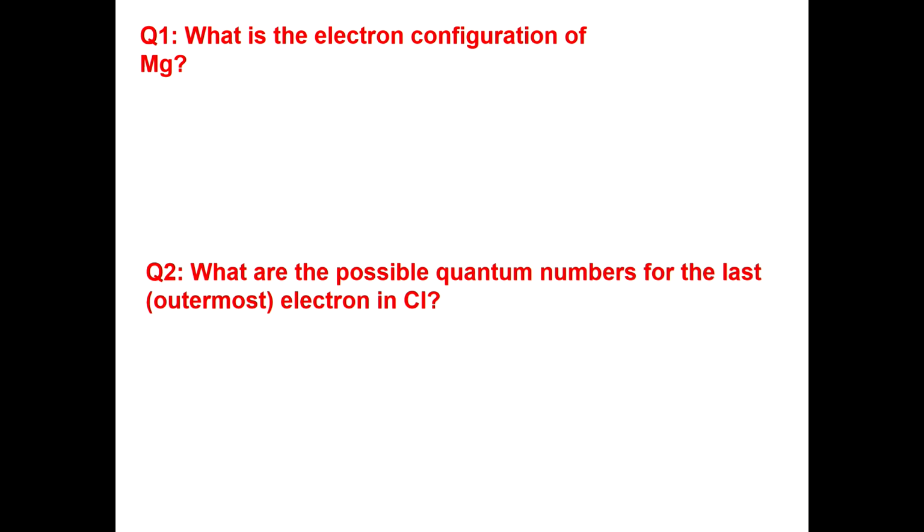And so the question: what is the electron configuration of magnesium? Yeah, 12. Okay, now we know the atomic number is 12. This means it has 12 electrons. So how to write its electron configuration? Anyone want to try? Come and try. So like 1s2, 2s2, 2p6, right? Anyone want to try?